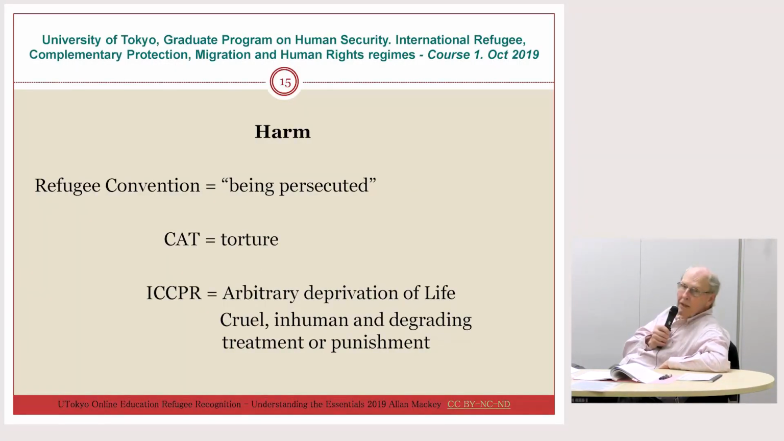Right, harm. In the Refugee Convention, the words are being persecuted. They're not persecution. It's not the noun. It's being persecuted. And in the CAT, because it's again relevant, torture, inhuman or degrading treatment, as it is in the ICCPR. So there's Articles 2, 6 and 7 in the ICCPR. Article 6, arbitrary deprivation of life, and cruel, inhuman or degrading treatment or punishment. There are books and books of law on just those words alone.